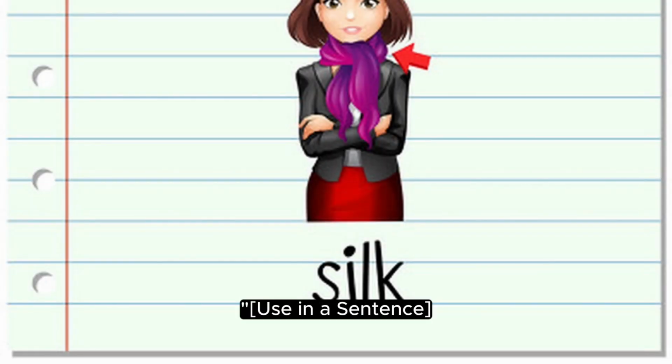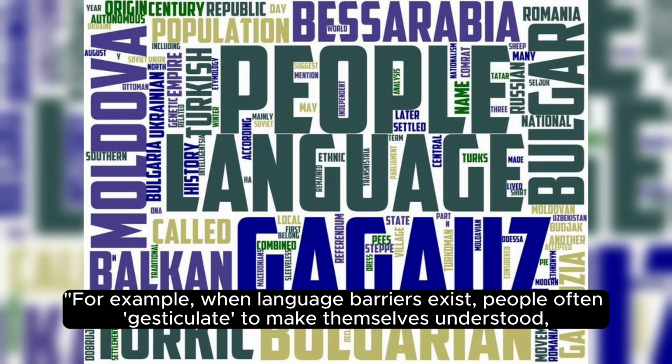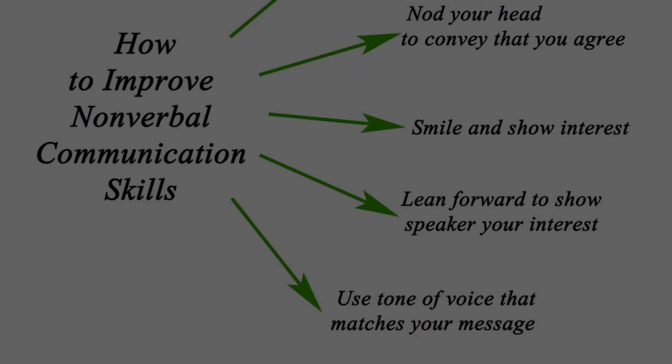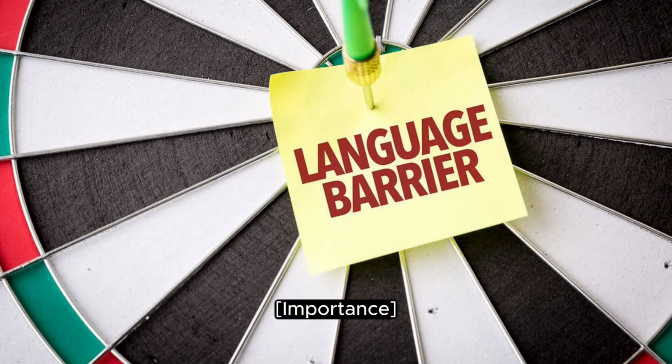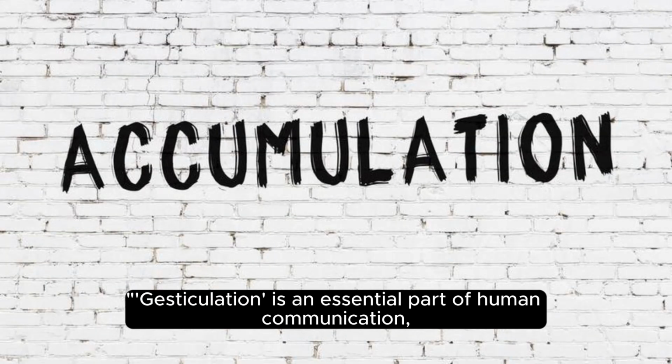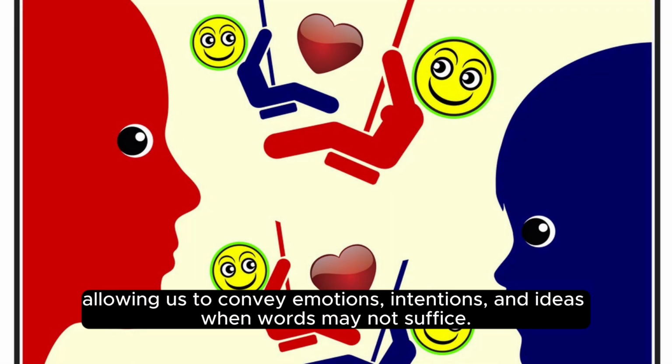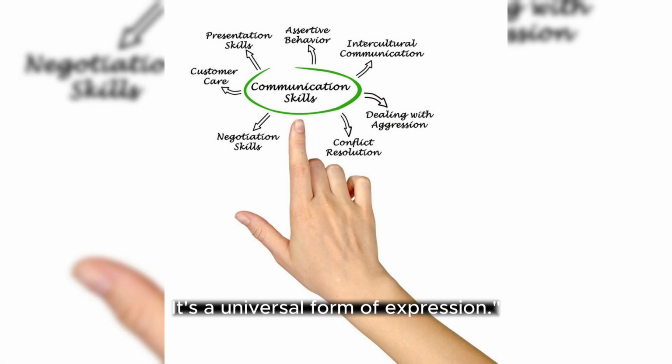Use in a sentence. For example, when language barriers exist, people often gesticulate to make themselves understood, showing the power of nonverbal communication. Importance: gesticulation is an essential part of human communication, allowing us to convey emotions, intentions, and ideas when words may not suffice. It's a universal form of expression.